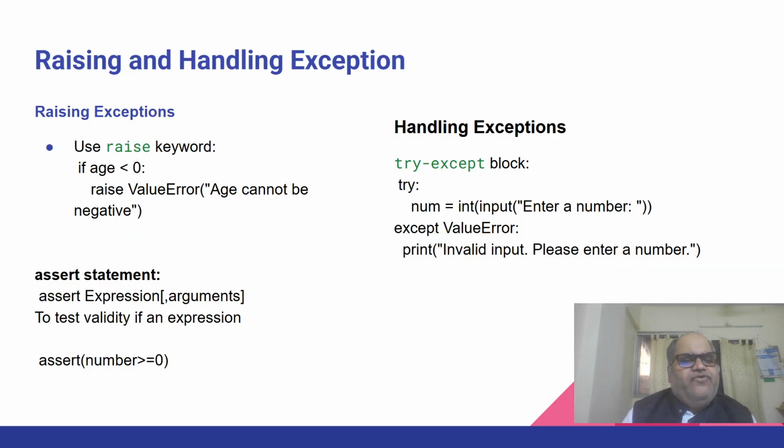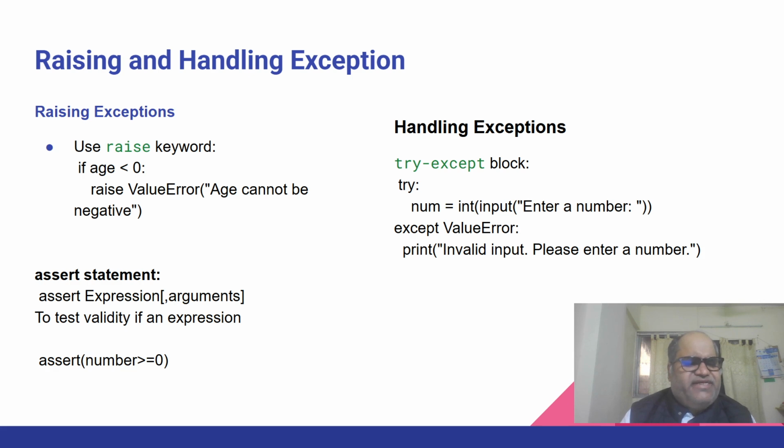Now, how to handle it? One thing you can do is raise an exception through the keyword raise. You may see the code below. Here, if age is less than 0, then raise value error with an appropriate message. So if you want to explicitly raise an exception based on some condition, you can use the keyword raise.